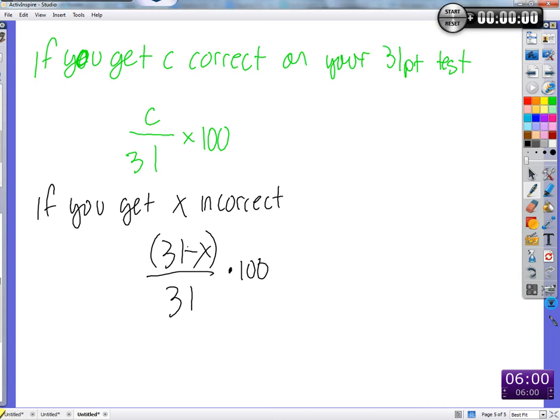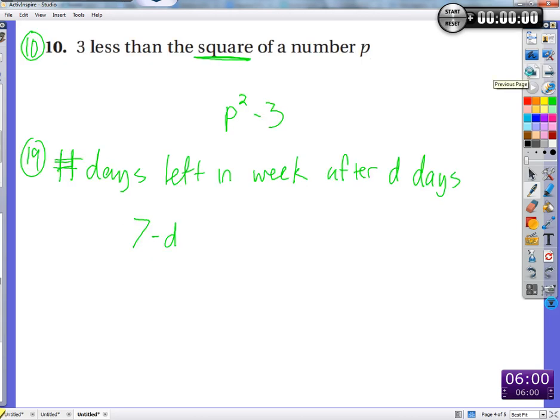So an algebraic expression is one that has numbers and letters, those letters standing for other numbers. This letter stands in place of the number you get wrong on your test. This number stands in place of the number of days that have gone by. This number stands in place of some number p. This doesn't have a context.